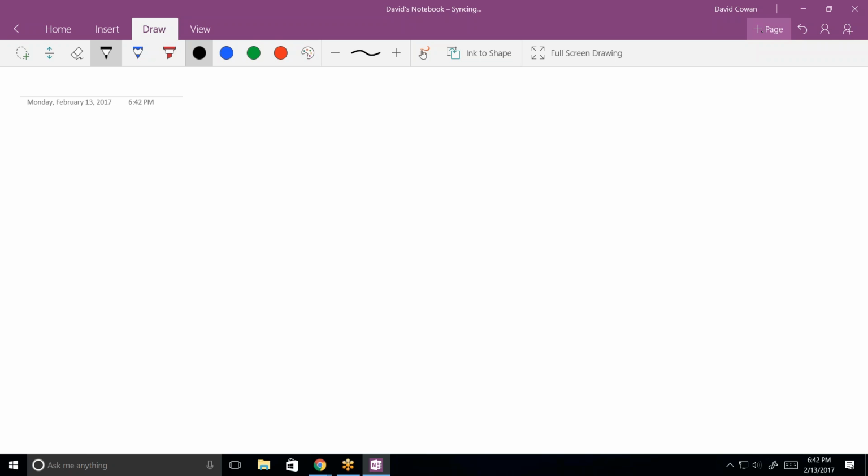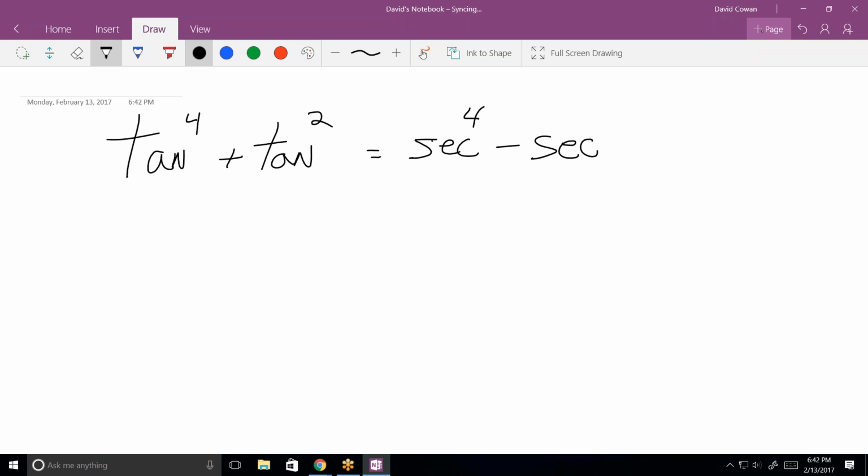Here's a good one. Tan to the fourth plus tan squared is equal to secant to the fourth minus secant squared.